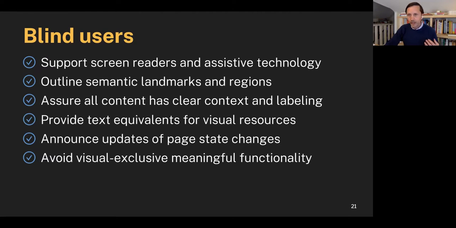Slide 21 requires us to think about the needs of blind users, so that we support screen readers and assistive technology, like a Braille display. Outline semantic landmarks and regions in the components and layouts that we build. Assure all content has clear context and labeling. Provide accurate text equivalents for visual resources. Announce updates of page state changes, and avoid visual-exclusive meaningful functionality.